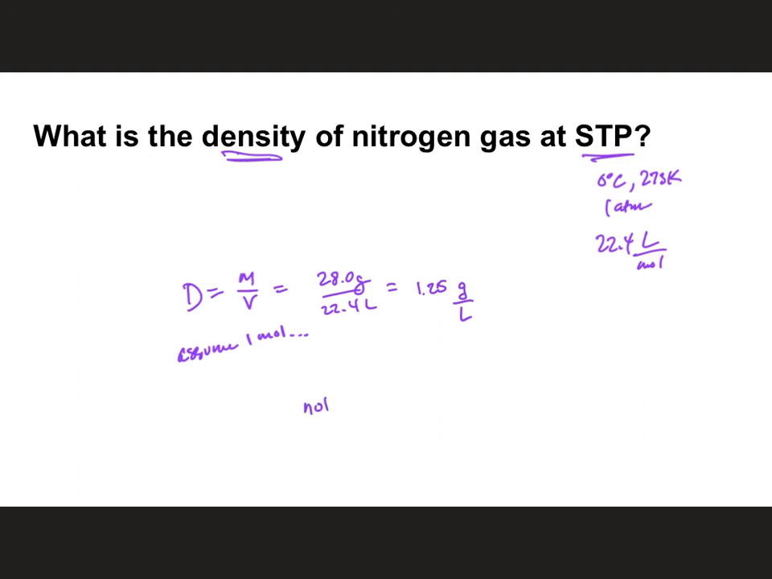If you're not at STP, then you're going to need to find the volume using Pivnert. And then do your D equals M over V calculation.